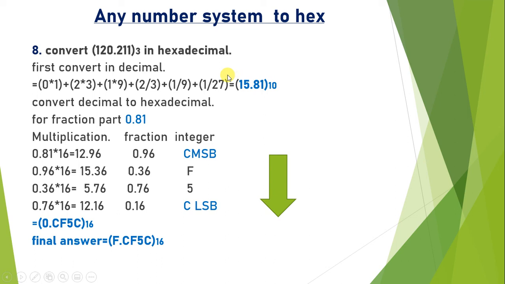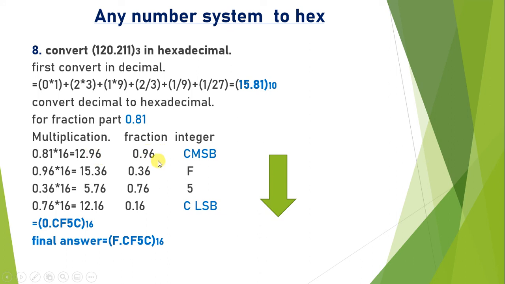Now we are trying to convert this decimal into hex. So 15 is the integer part, which is equal to capital F. There is no need to convert this 15 using the successive division method. We use it only for 0.81, the fraction part, and we convert this 0.81 into a hexadecimal number using the successive multiplication method. So 0.81 multiplied by 16 will give 0.96 as a fraction, and C as the integer.